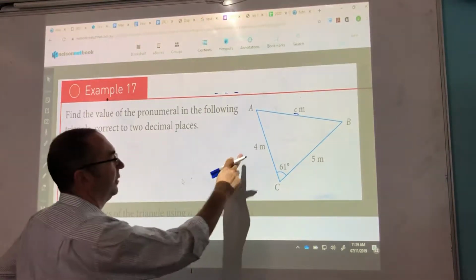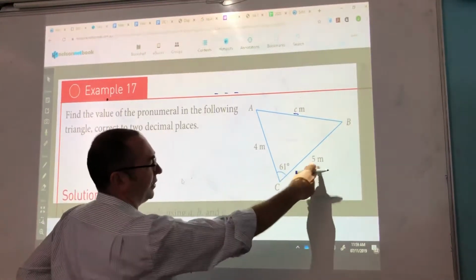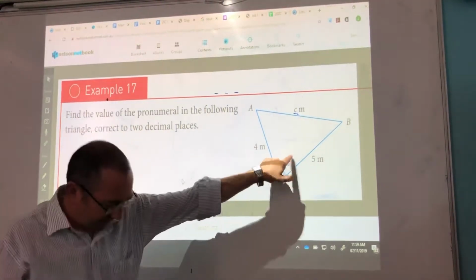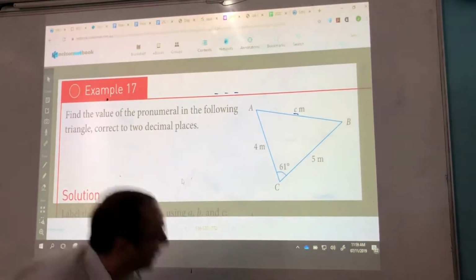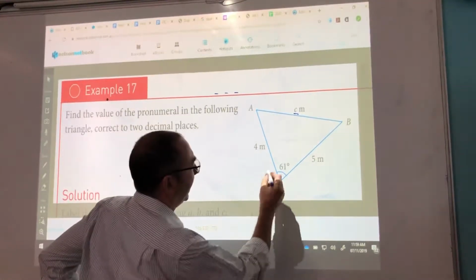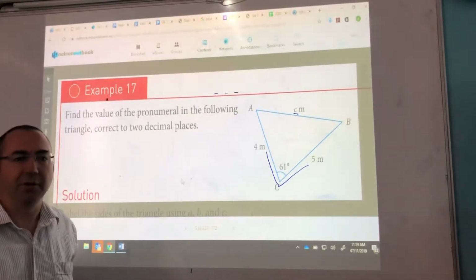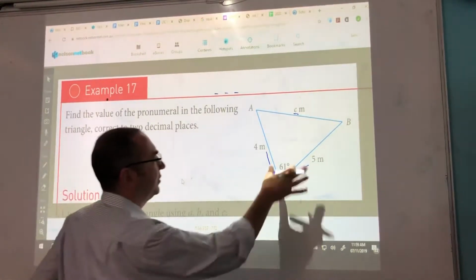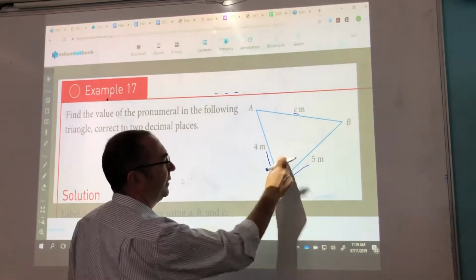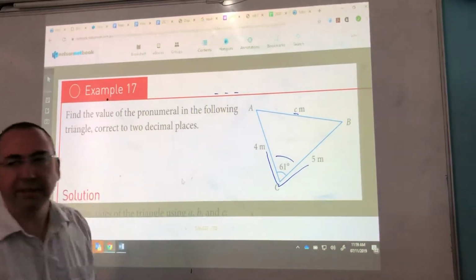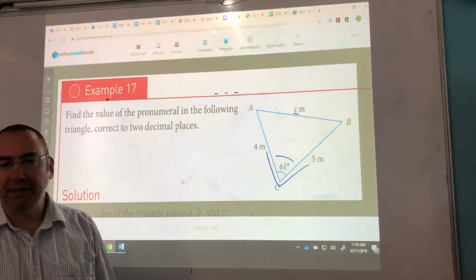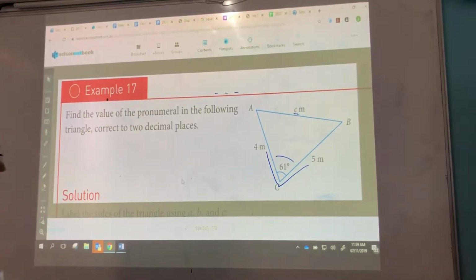So we know one side's 4 metres, this side's 5 metres. We have an angle there at 61 degrees. And does it meet the criteria for the cosine rule? That is, do we have 2 sides? Yes. Do we have the angle sandwiched in between? Yes. So we're definitely in cosine rule territory.